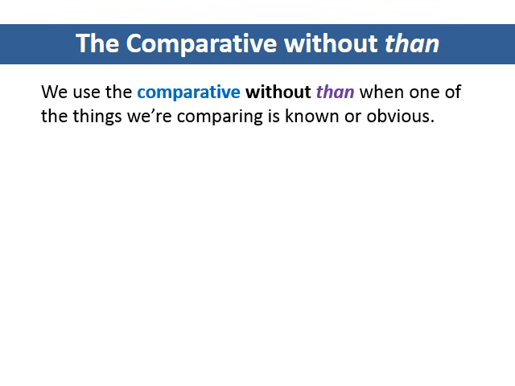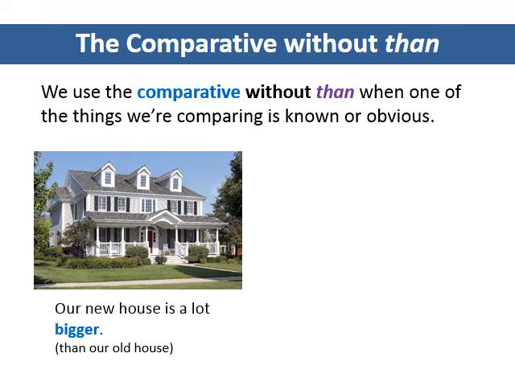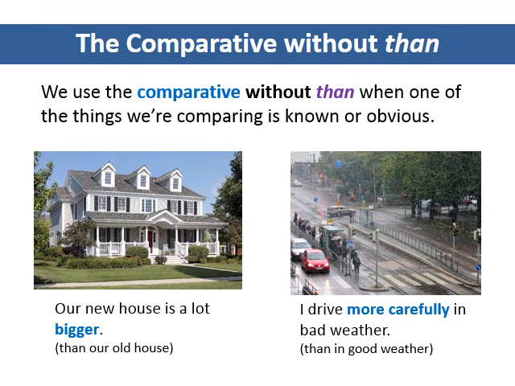The comparative without than. We often use the comparative without than when we compare two things and one of the things is known or obvious. That is, only one compared item is named. Therefore, the comparison is implied, not directly stated. Our new house is a lot bigger. I drive more carefully in bad weather. In the first example, it is understood that the speaker is comparing two houses. In the second example, it's understood that the speaker is comparing driving in different kinds of weather.